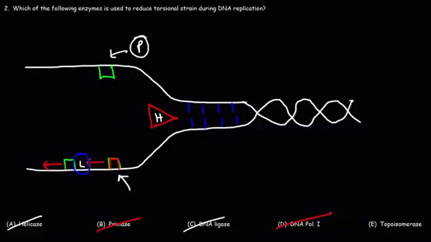The answer is E. The topoisomerase enzyme is the enzyme that relieves the torsional strain that is built up when helicase separates the two strands. So E is the correct answer.